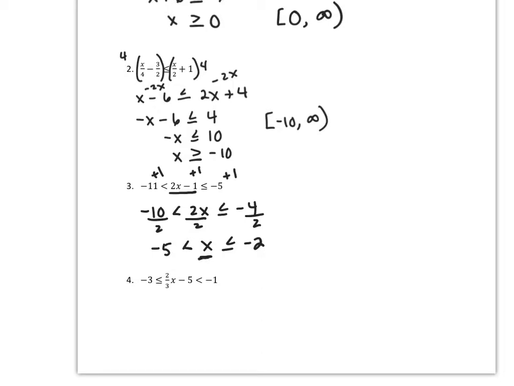And that means x is in between negative 5 and negative 2 with a negative 2 included. In interval notation, that would be negative 5, comma, negative 2. What will I put here? A bracket.